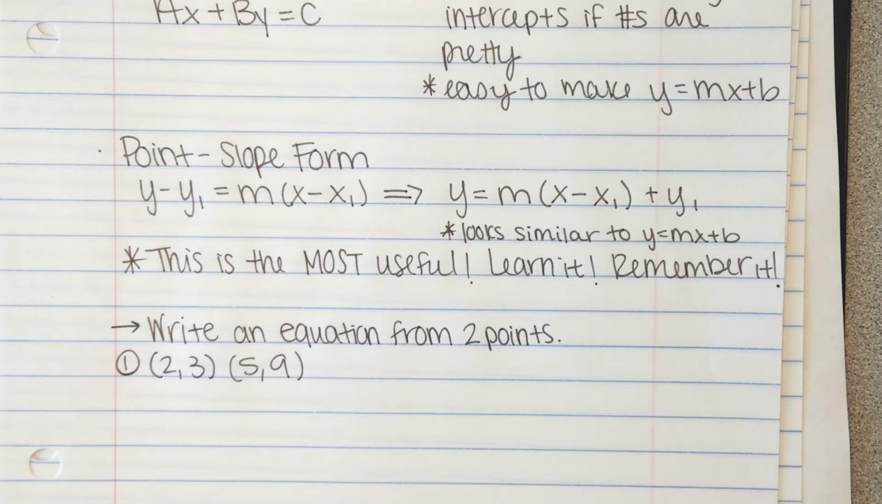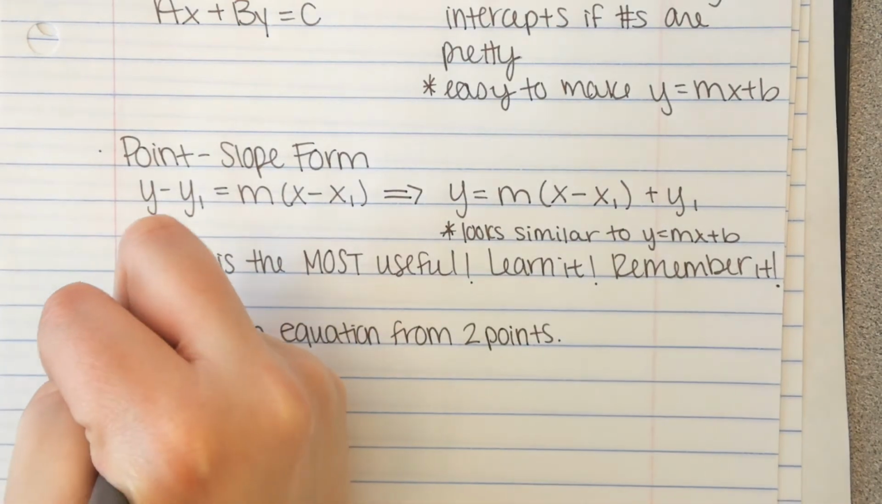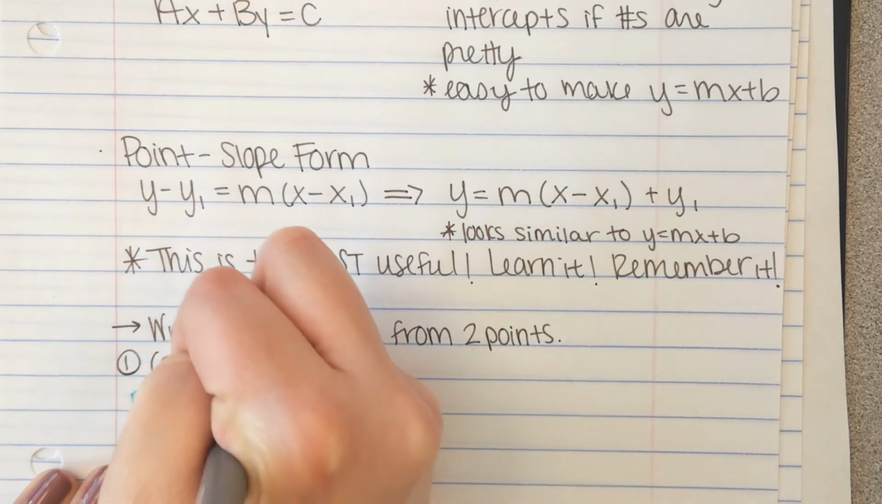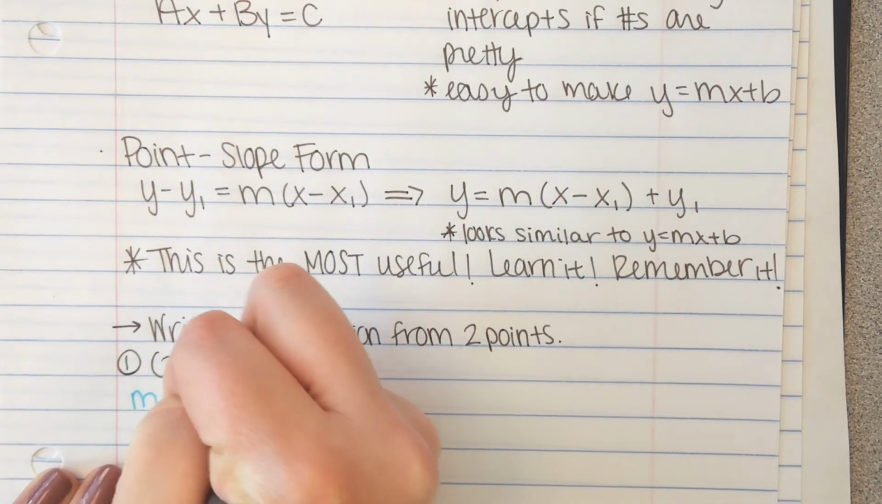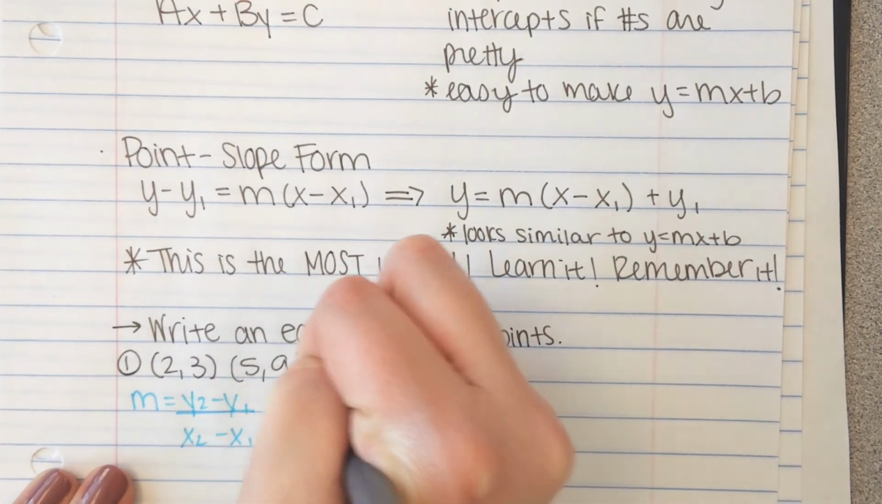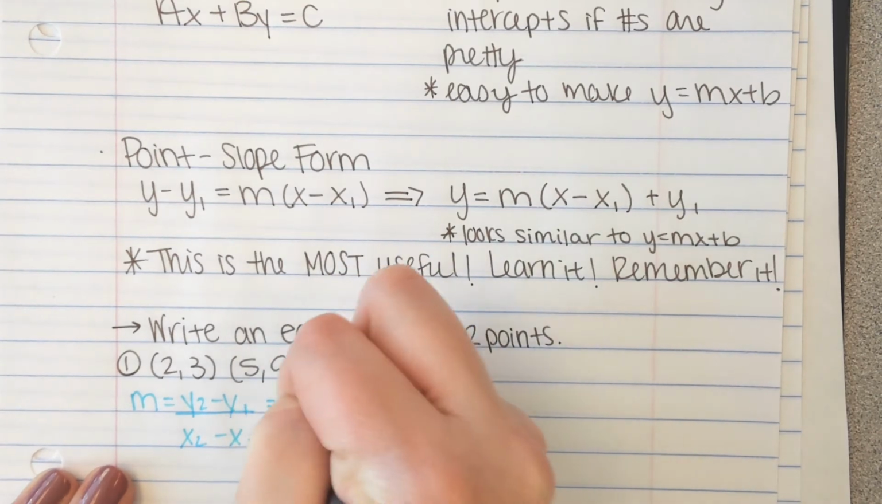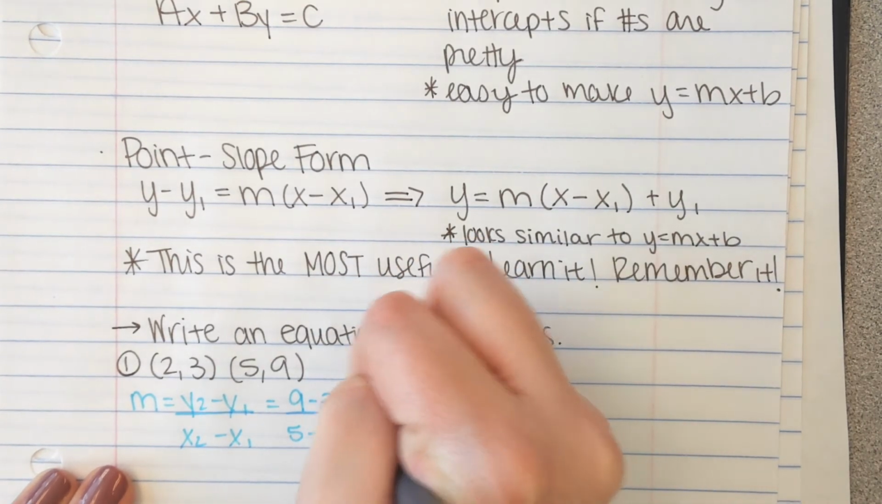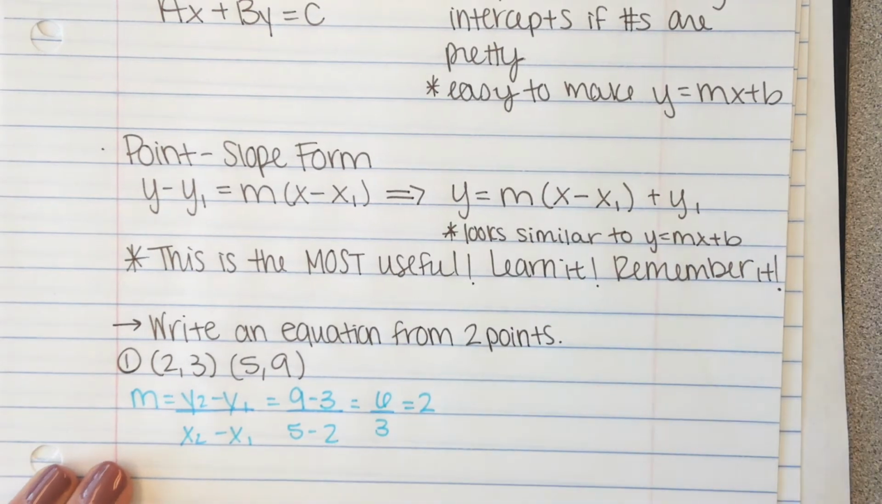Now, we said we only need 2 things to make an equation. We need the slope and a point. We've already got the points taken care of. We just need the slope. So we're going to use our slope formula, y2 minus y1 over x2 minus x1. So I'm going to say 9 minus 3 over 5 minus 2. It gives me 6 over 3, which simplifies to 2.